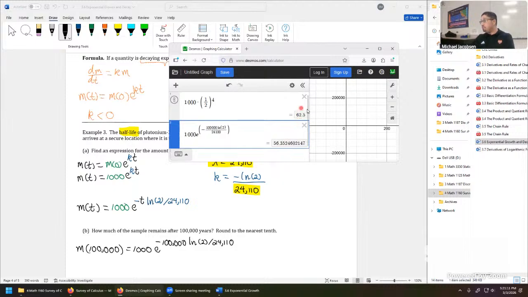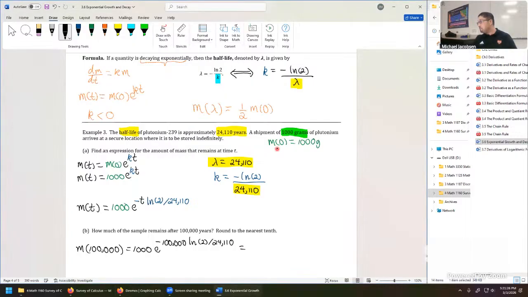And yeah, it's in the right ballpark of this answer here. It's in the right order of magnitude. We got pretty close, rounding up the half-life to 25,000 years. So in actuality, in 100,000 years, 56.4 grams is what's going to be left at this secure location.